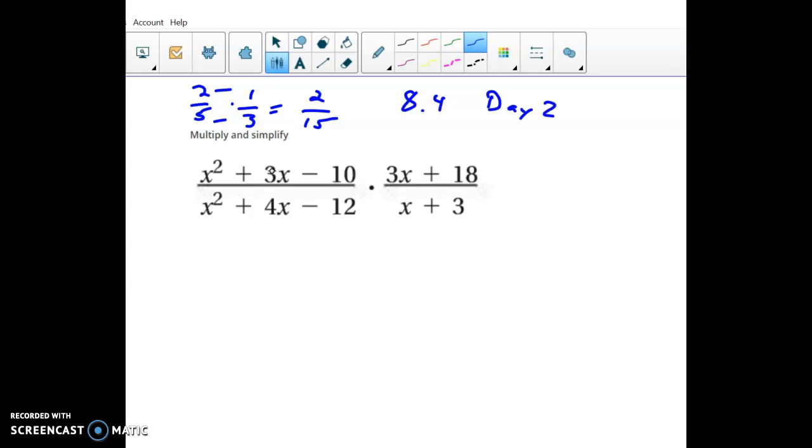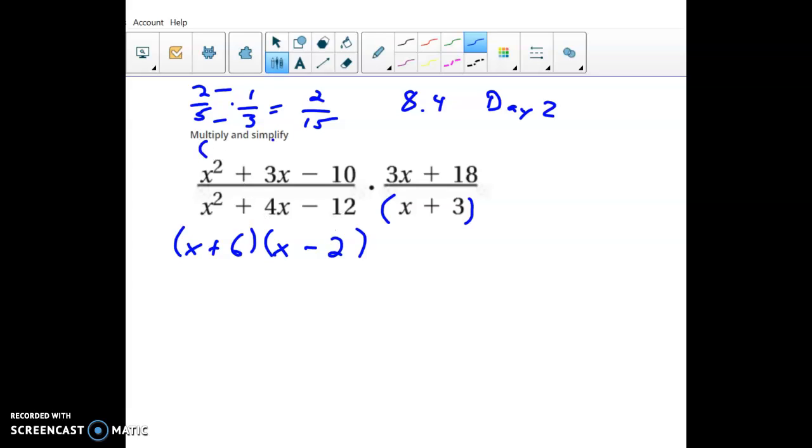So on this particular question, I would factor all the parts. This x plus 3 is pretty much already factored, but let's see, x squared plus 4x minus 12. We're going to use x and x for the x squared, and then two numbers that multiply to negative 12 and add up to 4. I think 6 and 2 will work. If we do positive 6 and negative 2, they multiply to negative and add up to positive.